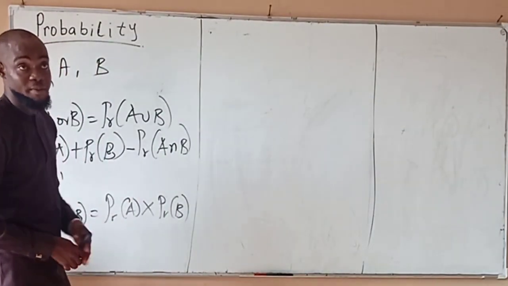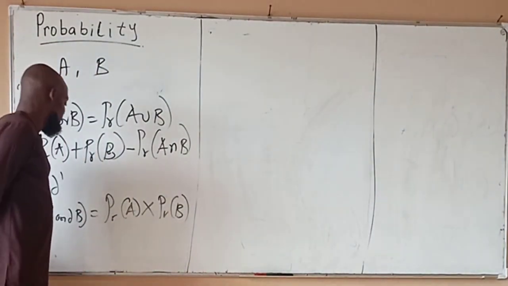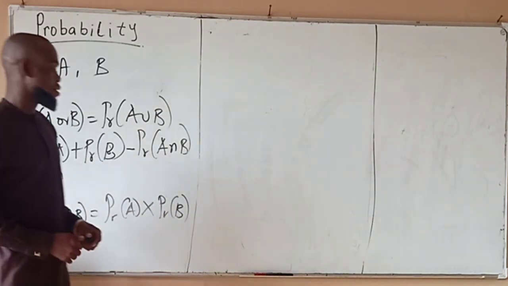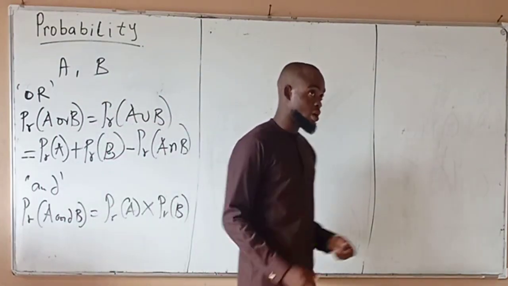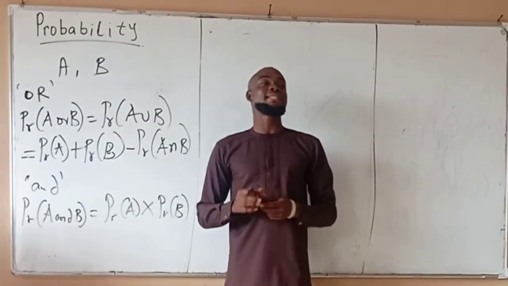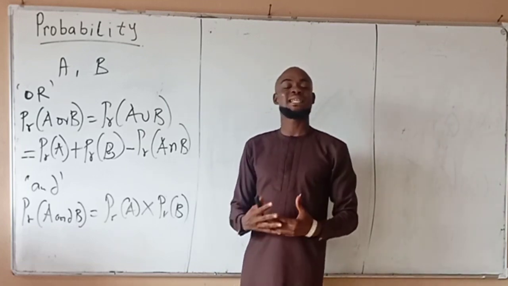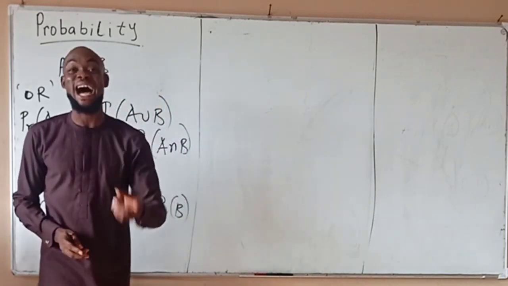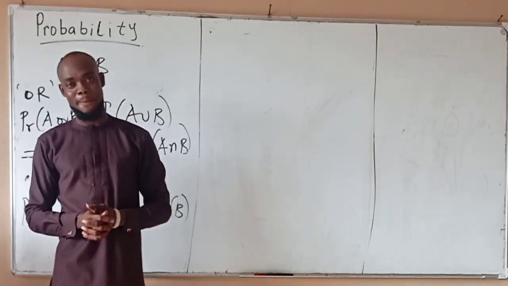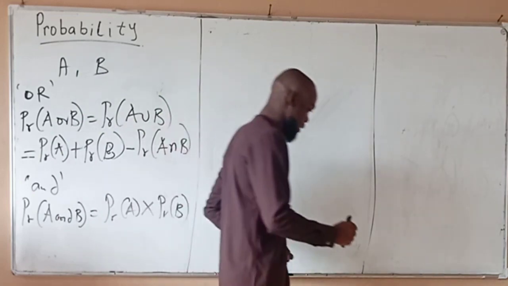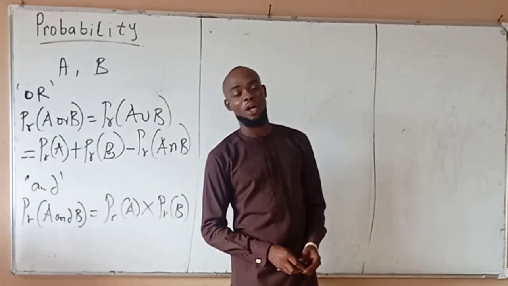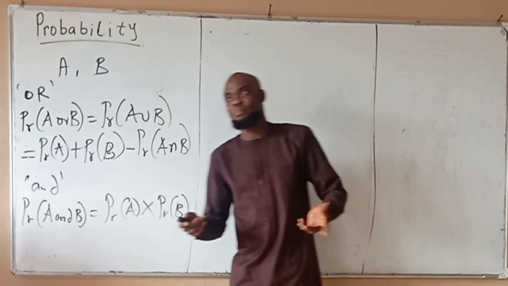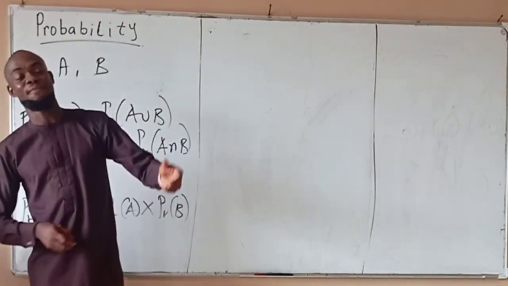Now, let's look at something very, very important. Dependent events. What are dependent events? Dependent events are said to be dependent on each other if the occurrence of one affects the occurrence of the other. But it does not necessarily stop it. We do not stop it, but we just affect it.